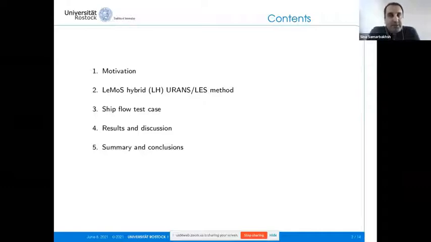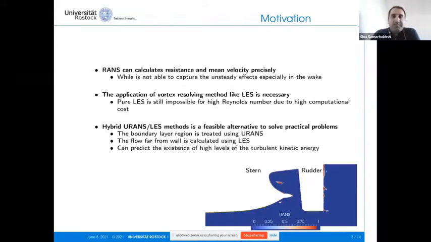I start my presentation with the motivation, then I explain a little bit about the hybrid URANS LAS model, which we developed in our group LEMOS. That's why we call it LEMOS hybrid URANS LAS method. Then I show you a ship flow test case, which I apply this hybrid URANS LAS turbulence method for a CFD simulation of this ship flow test case. Then we go to the result and discussion, and at the end we have summary and conclusion.